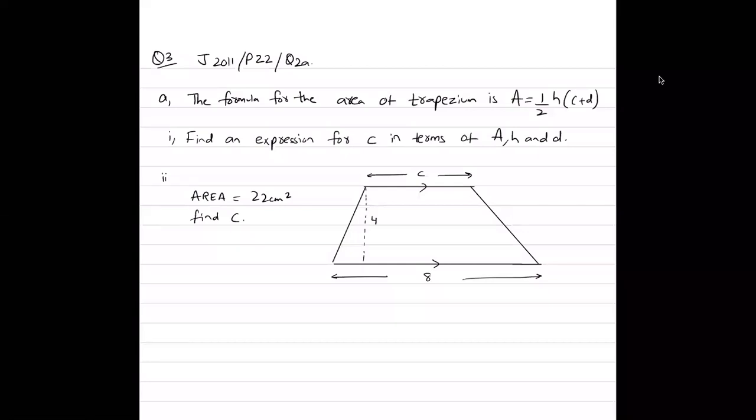Alright, so in this question, the formula for the area of the trapezium is given to you. You need to find an expression for C in terms of A, H, and D. So what they're trying to say is to make C the subject. Express C in terms of all the other letters.